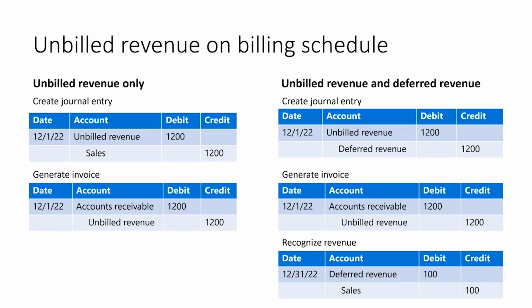And if you're doing the unbilled revenue with deferred revenue, so you can do that or set both of those options on each of your billing schedule lines, then we have one step more where we do the create journal entry, which is the unbilled revenue and deferred revenue instead of your sales. And then once we generate the invoice, we do our accounts receivable and unbilled revenue again. And then once we recognize revenue, then it's the deferred revenue and sales. So depending on how you're set up, these are the different options that we have.